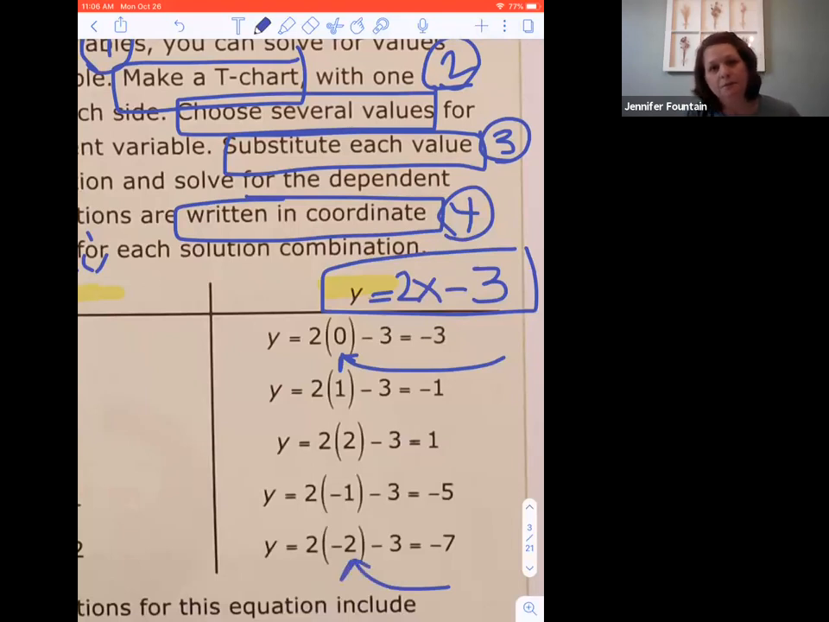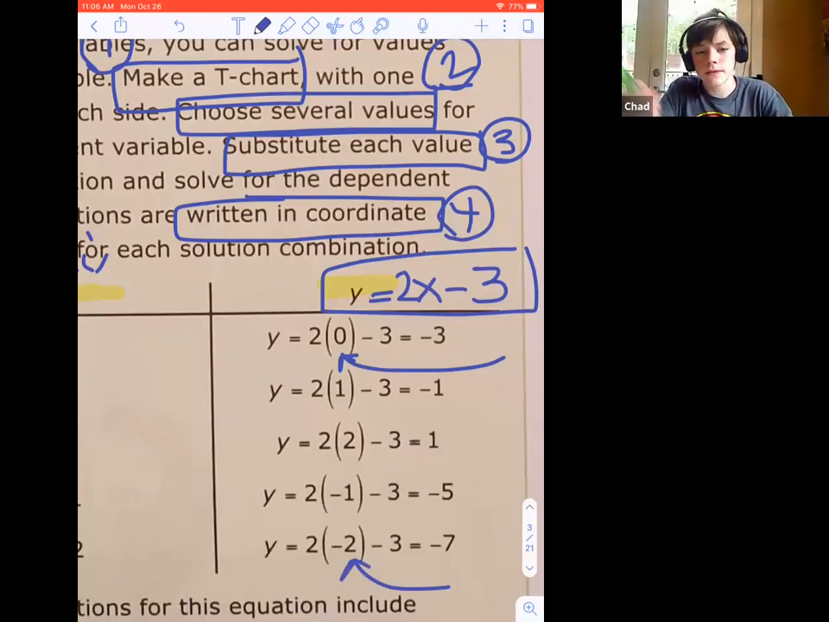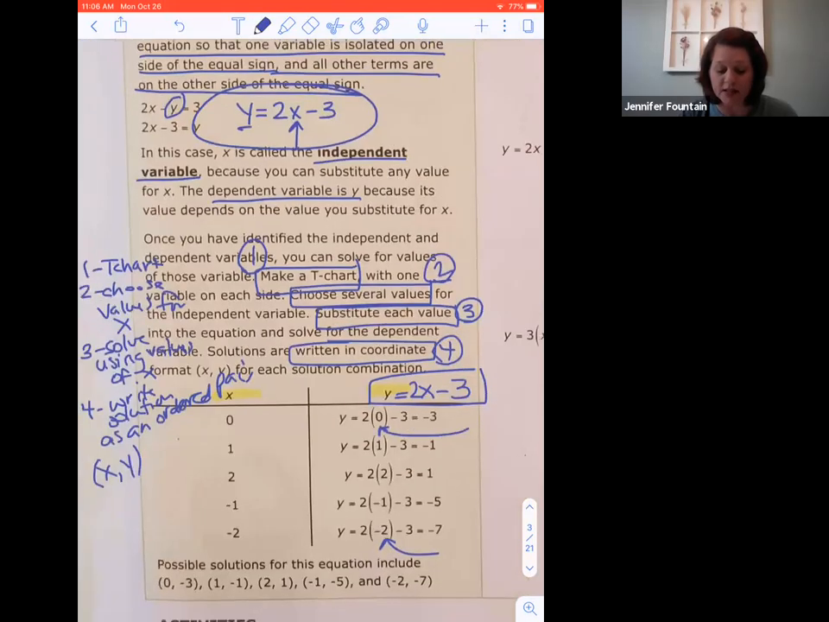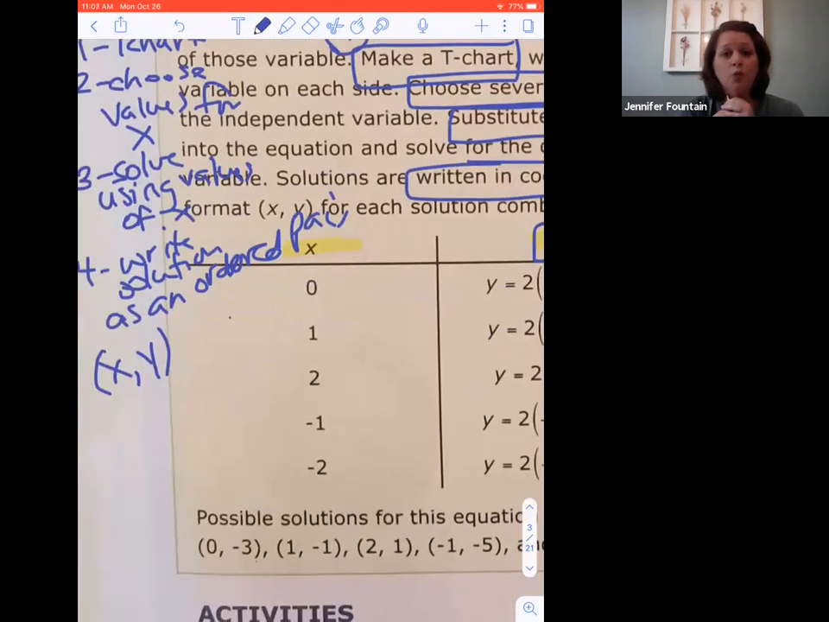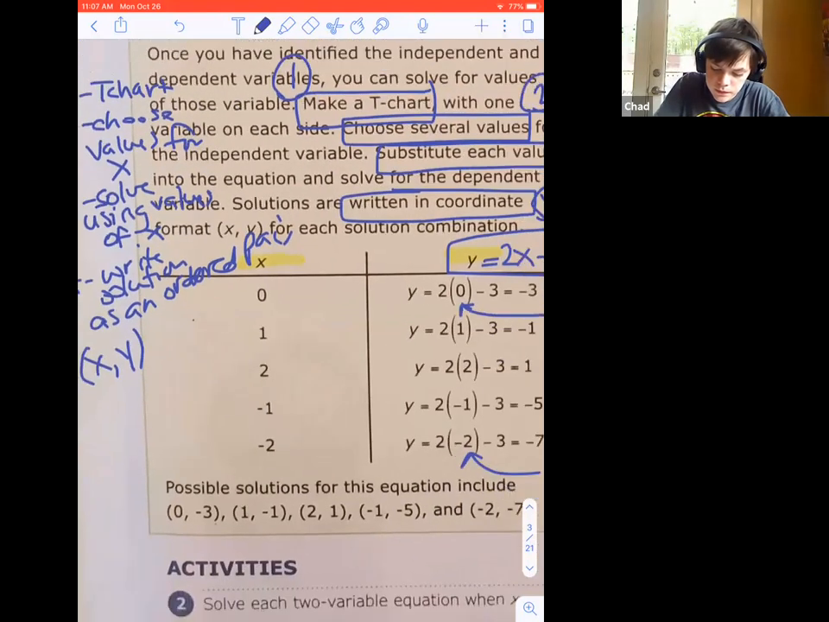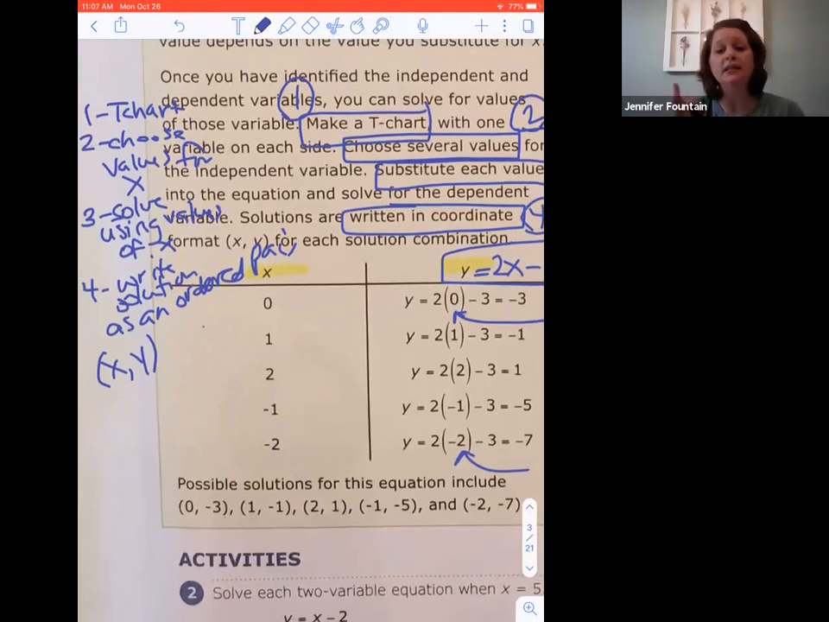Chad? Could you repeat the 4th step again? Sure, the 4th step is to write the solution as an ordered pair. We're writing it as an XY. On a coordinate plane? Yes, well, you're just writing the solution. The next step after that would be to graph it, but right now we're just writing it. Okay, we're not graphing it yet. We're just using our T-chart.